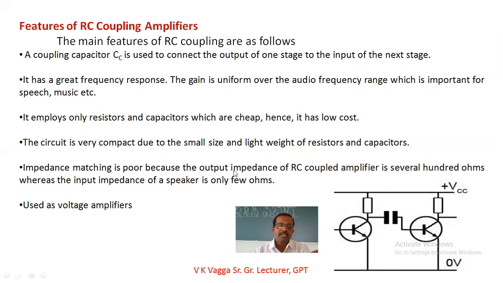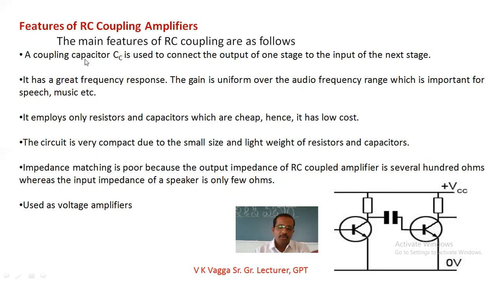It is one disadvantage of the RC coupling. The impedance matching is poor. It is because the output impedance is in terms of hundreds of ohms, whereas the input impedance is only in terms of a few ohms here. And it is mainly used as a voltage amplifier. It is used to amplify the voltage of the AC signal.